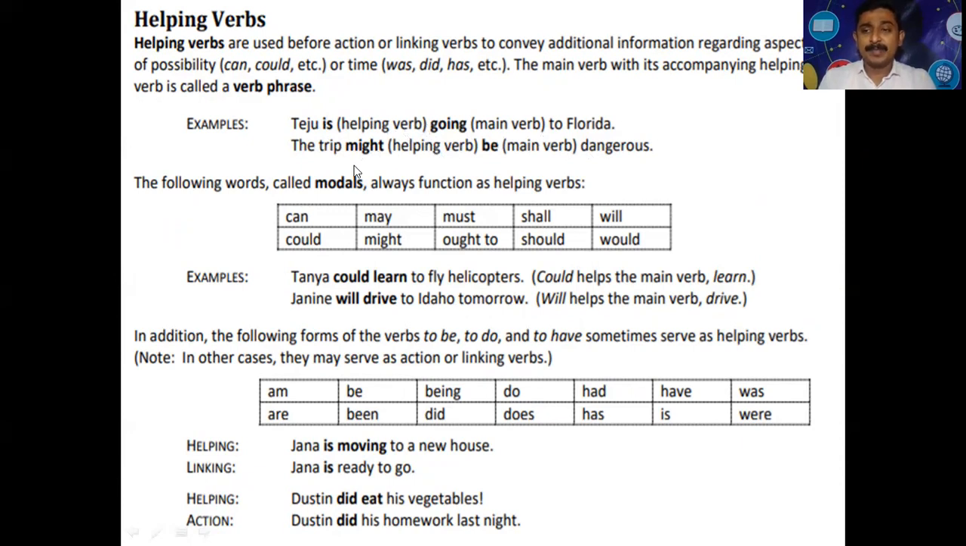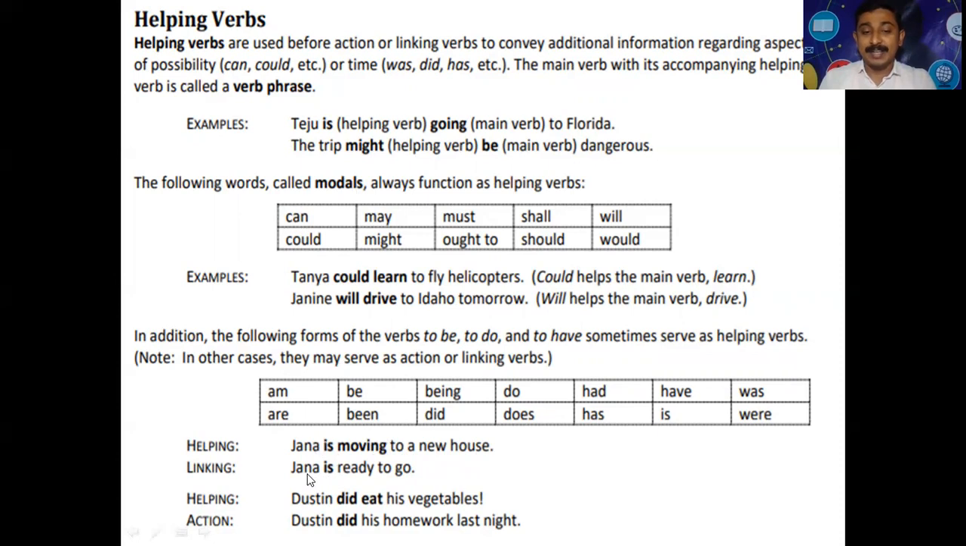In the same way, she can sing a song. Sing is the main verb, can is the helping verb. They are playing in the garden. Are is the helping verb, playing is the main verb. We have some more examples. Jane is moving to a new house. Here, moving is the main verb, is is the helping verb.